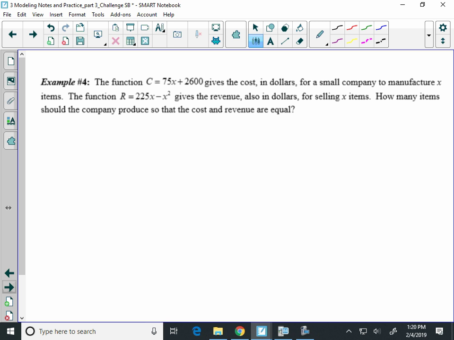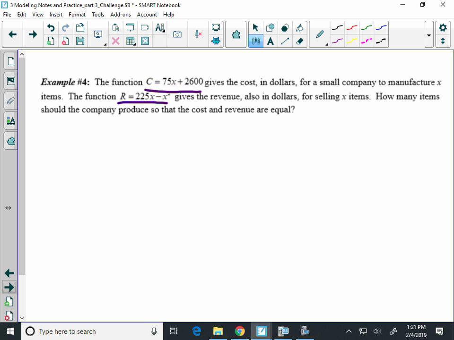So this one says a company has a cost, C, to create something, right? So when you manufacture something, it costs you money. You have to pay employees, you have to pay for materials. Then R gives the equation of the revenue. What does revenue mean?